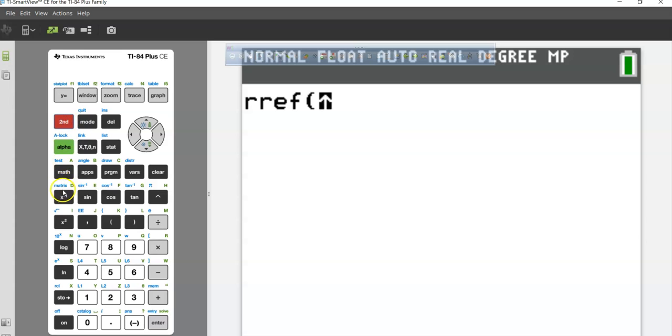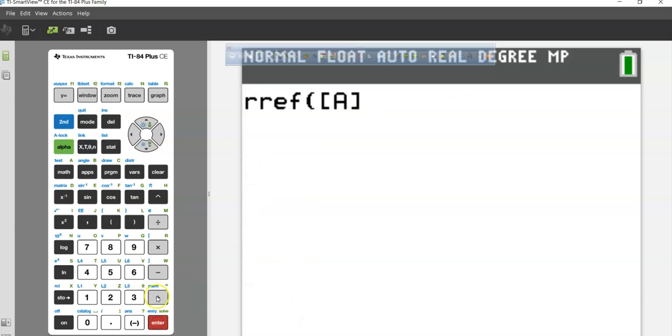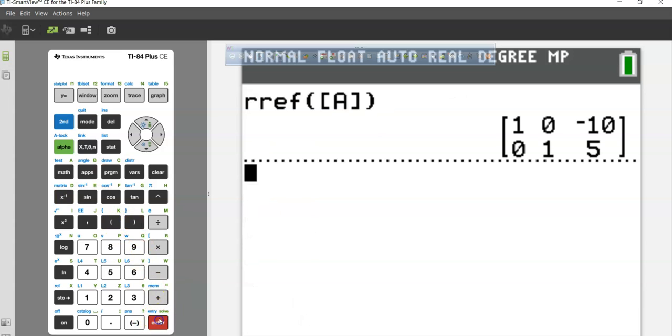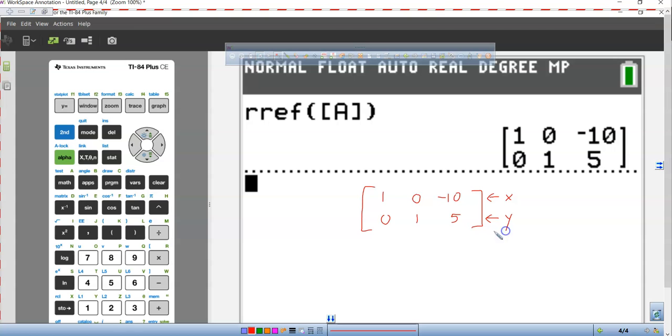Then hit second matrix and select the matrix right here, the A, select it, and this will give you your X value and your Y value. So check this out. This is what I want you to write down in your notes. It'll be very, very easy. So we have a 1, 0, negative 10, 0, 1, 5. So I want you to understand this number right here at the end is your answer for X. And this number right here is your answer for Y.